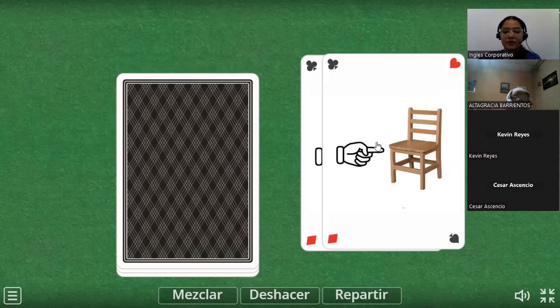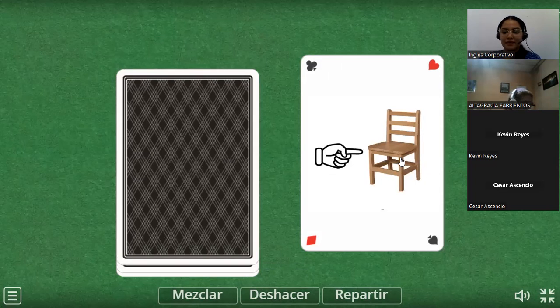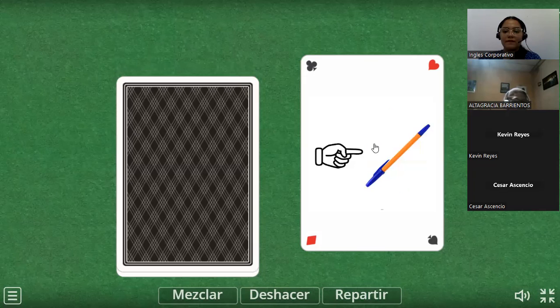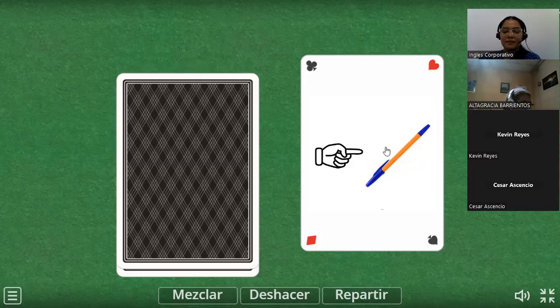Okay. Acá está más cerca. Chair. This is a chair. This is a chair. Perfect. Pen. This is a pen.